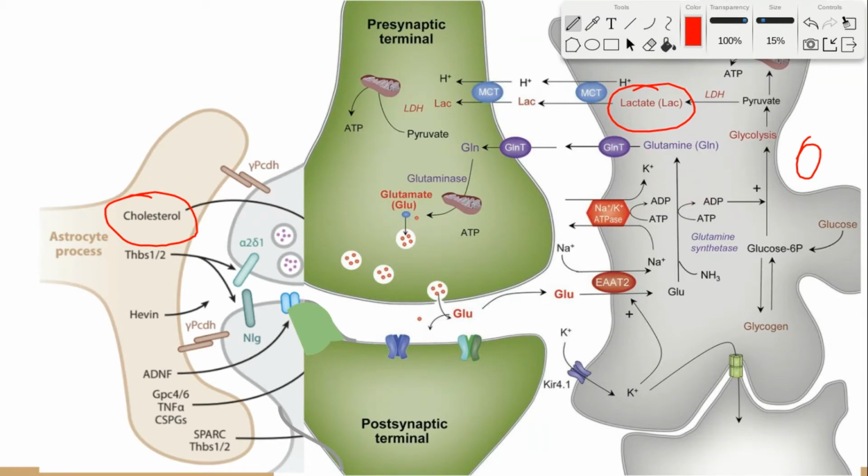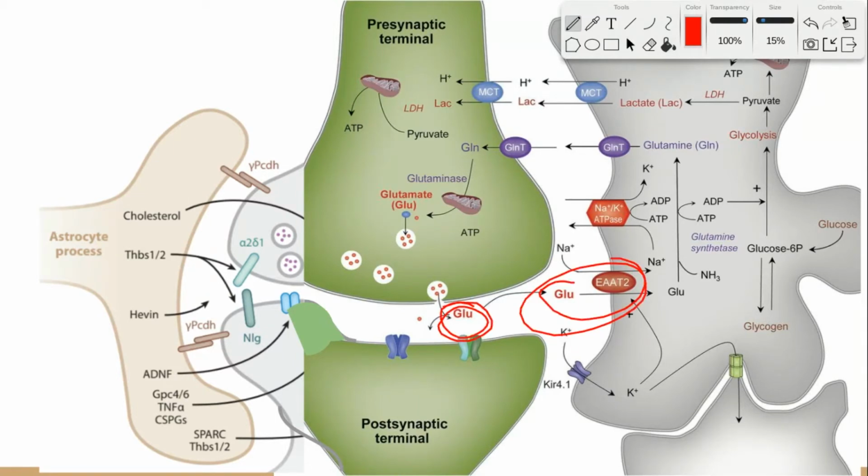Astrocytes also directly regulate the synaptic cleft. So this is the synaptic cleft right here, and they regulate this region by removing excess glutamate from the synaptic cleft. And they do this through the EAAT2 transporters. And once glutamate is inside of the astrocyte, it is converted into glutamine by glutamine synthetase.